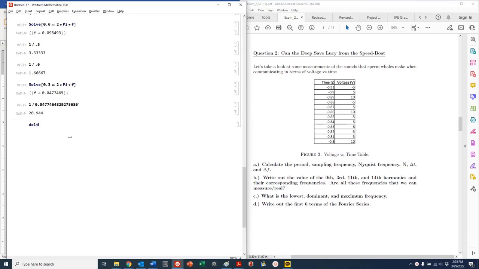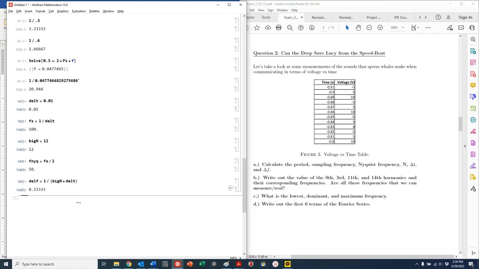So my del T is equal to 0.01. My F sub S is equal to 1 divided by del T. My number of points, big N, is going to be equal to 1, 2, 3, 4, 5, 6, 7, 8, 9, 10, 11, 12. Let's double count that. 1, 2, 3, 4, 5, 6, 7, 8, 9, 10, 11, 12. So there's my big N. My F Nyquist is going to be F sub S divided by 2. My del F is going to be equal to 1 divided by big N times del T here.